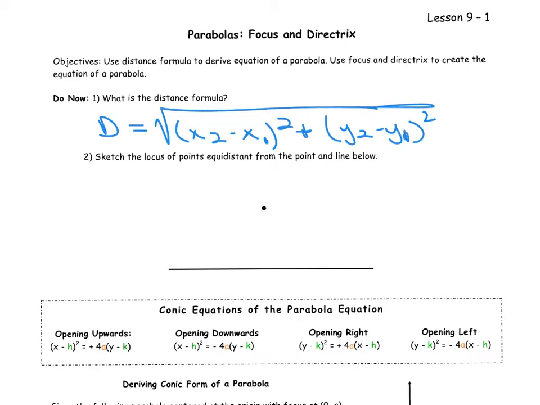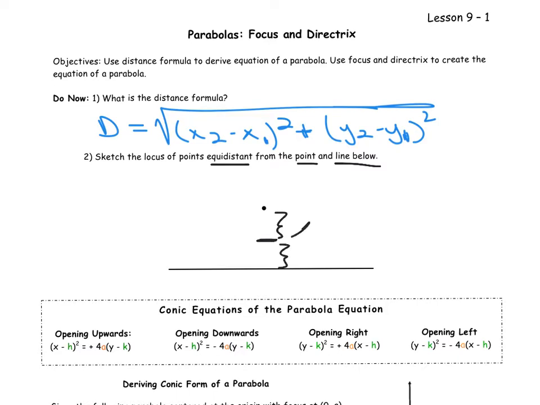Now, my next question is I want you to sketch the locus of points that's equidistant from the point and the line below. Now, this may not be as intuitive to you, but I actually want to come up with drawing a sketch here. So we want it to be equidistant from the point and the line. So from the point and the line. Well, if I draw something here, right? This is equidistant from the point and the line.